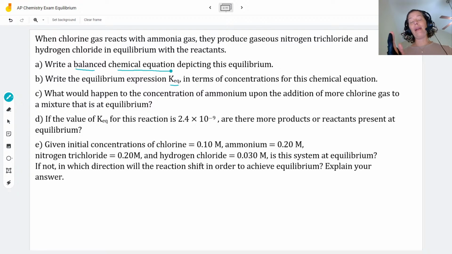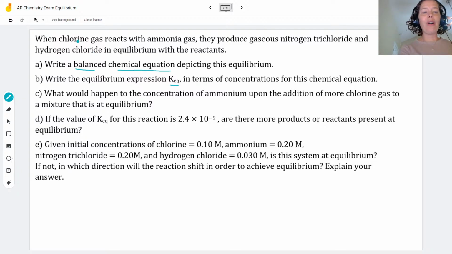They gave us names. This is how the IB exam does this too, they bring different concepts together. So you not only need to know what's going on with equilibrium, but you also still have to be able to take a name and write a molecular formula. So let's get the molecular formulas up, and then we'll balance the chemical equation.